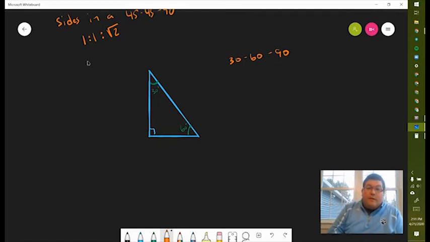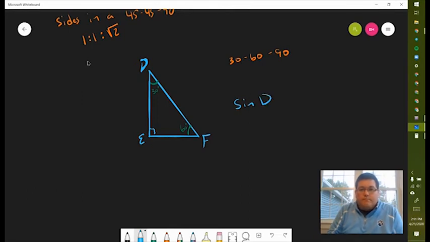Okay? So in order to think about these two things, let's take a look at a different trig function to figure out some useful information. Let's try the sine. Again, let's give this a name. Call this D, E, F. And let's just take a look at the sine of angle D. Again, that would be the sine of 30 degrees.